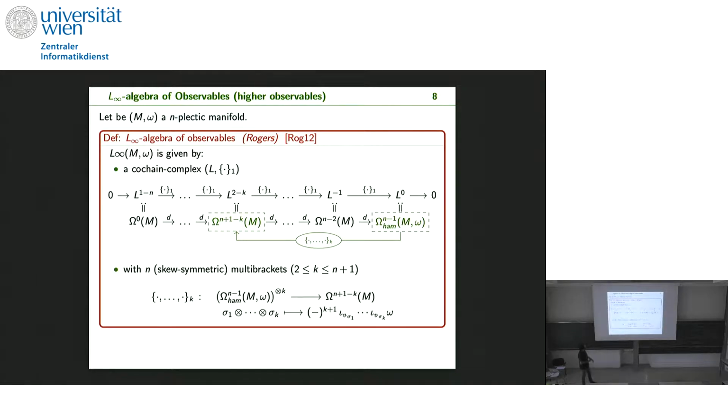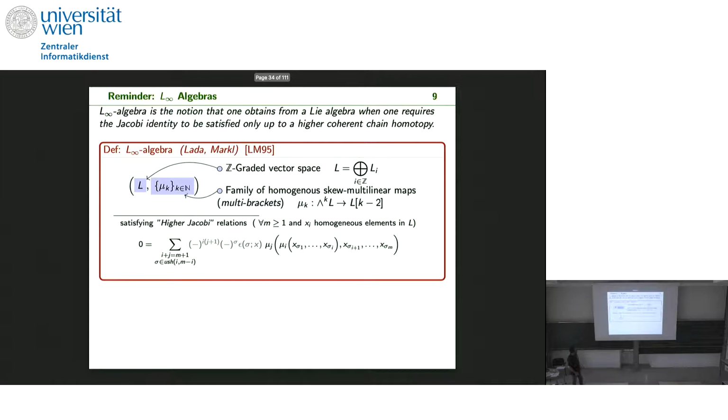This is endowed with a collection of n skew-symmetric multibrackets. So for instance, the kth multibracket, the only non-zero component of this multibracket defined on this graded differential space, is given by taking k Hamiltonian forms, and then you plug the corresponding Hamiltonian vector fields into omega. So these are the data. I'm not saying anything new, I just say there is an L-infinity algebra. So quickly, what is an L-infinity algebra?